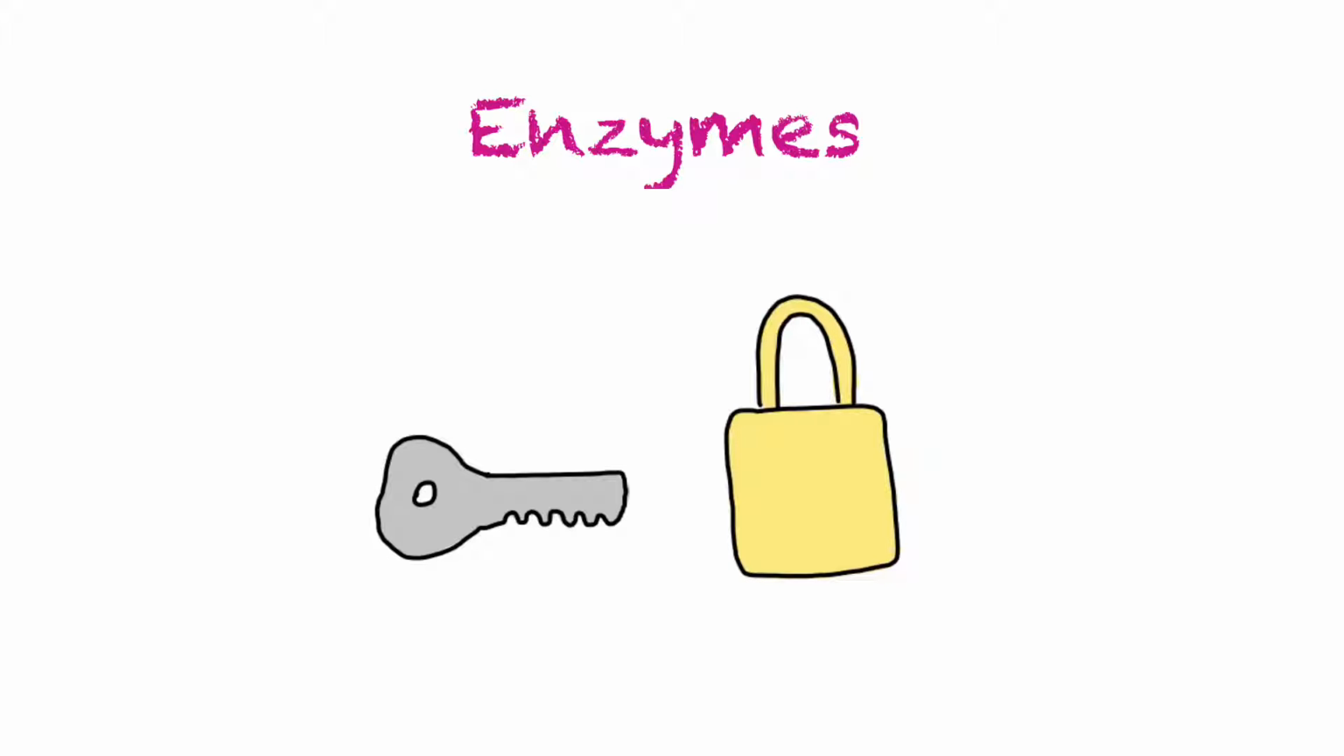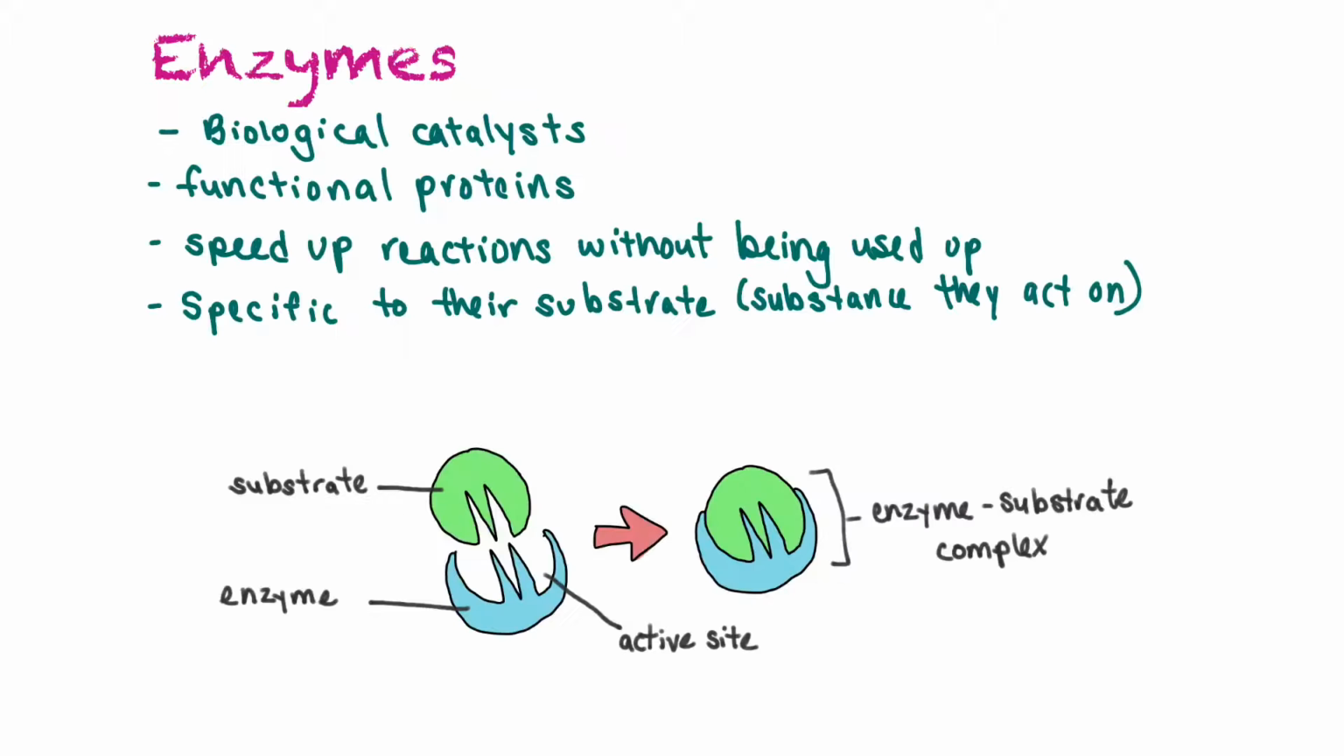In this video, we're going to learn about a special type of protein known as enzymes. Enzymes are biological catalysts, which means that they're functional proteins that speed up a reaction without being used up themselves. So just like a catalyst in chemistry, they help a reaction go faster because they're lowering the activation energy of the reaction, and then they themselves aren't one of the reactants, so they aren't involved in the reaction aside from speeding up that rate.